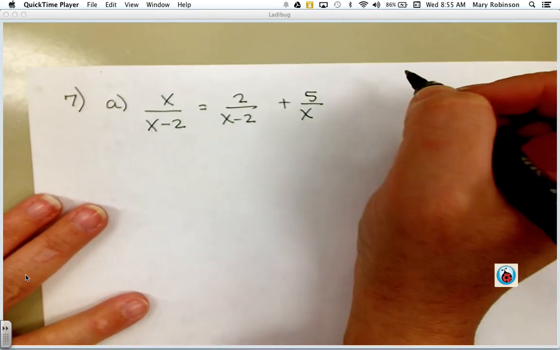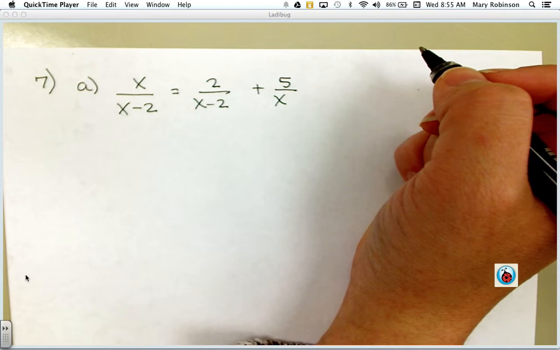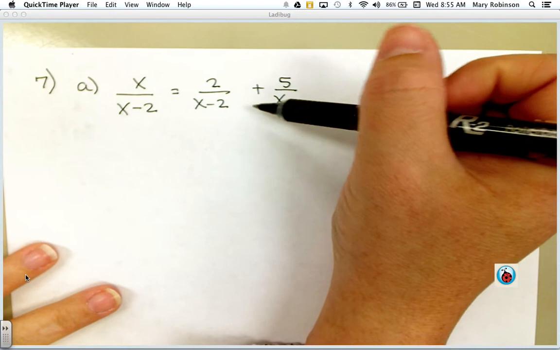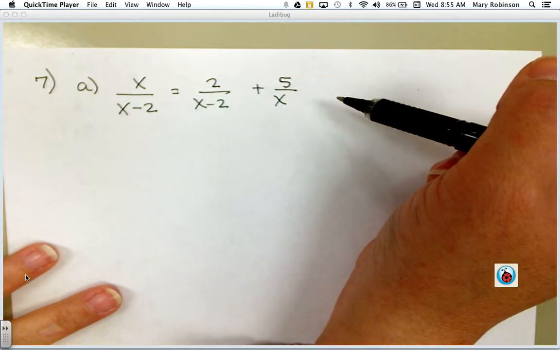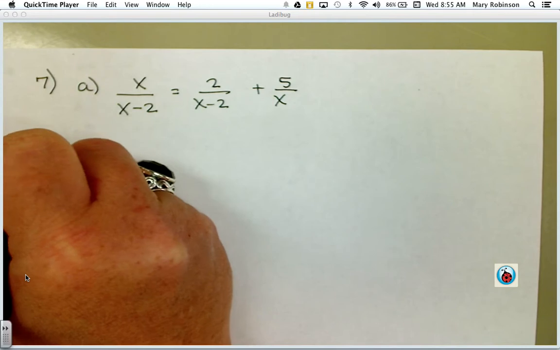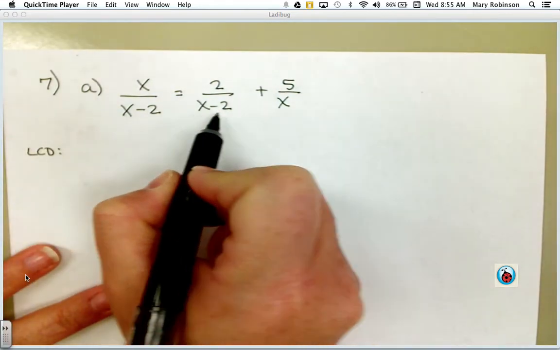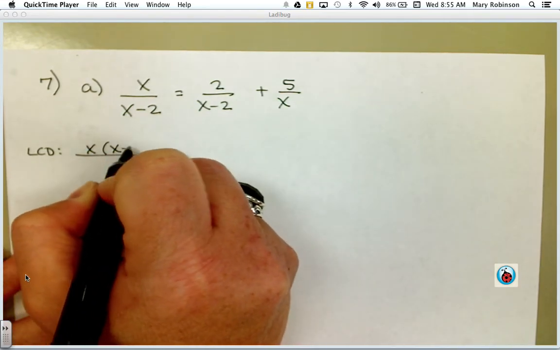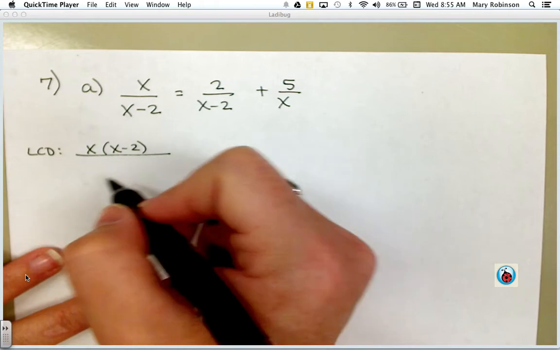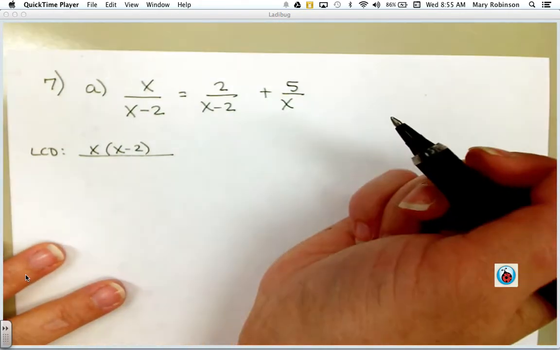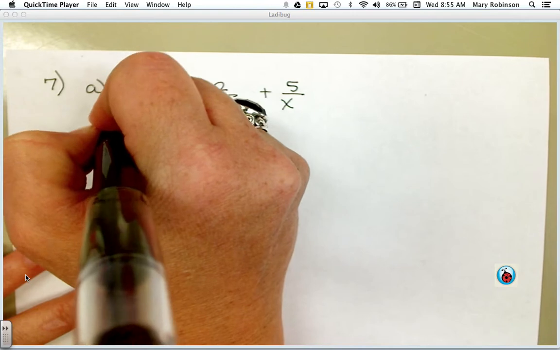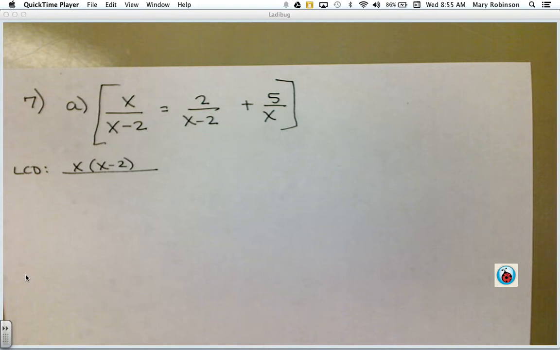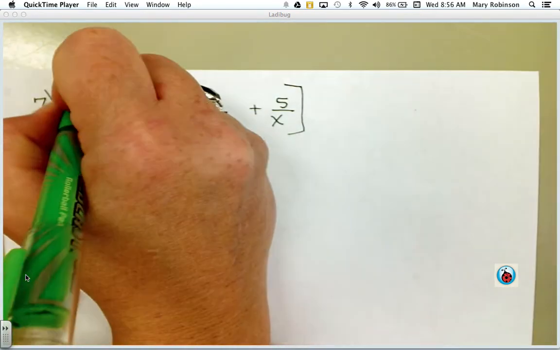So remember, we taught you in class to eliminate fractions from equations to be able to solve them by using the least common denominator. The least common denominator is the least common multiple of the denominators. So if you think about it, if I try to make all of them have the same denominator, I would need to create fractions that had x and x minus 2. So that's our least common denominator. But the easiest way to eliminate our fractions altogether is to use that least common denominator and multiply every term in this equation by that LCD.